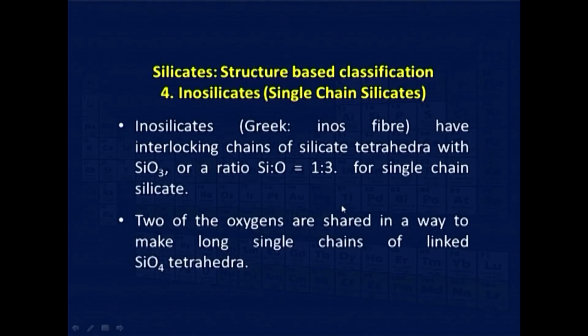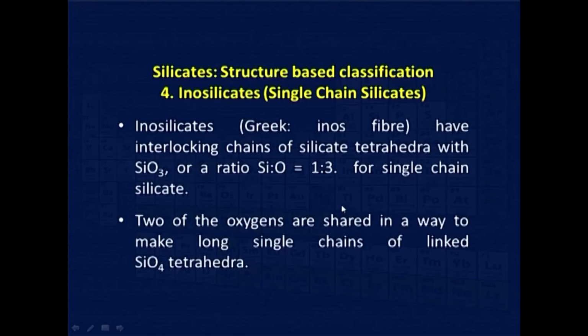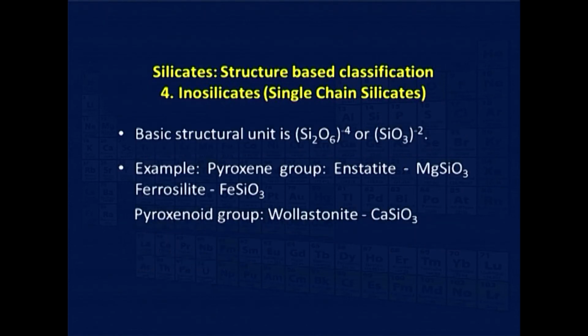The inosilicate, where ino means fiber, has interlocking chains of silicate tetrahedra with SiO3, or a ratio of silicon to oxygen of 1:3 for single chain silicate. Next to this there is double chain silicate. Let us discuss the single chain first. Two of the oxygens are shared in a way to make long single chains of linked silicate tetrahedra. The basic structural unit is Si2O6 with 4 negative charge or SiO3 with 2 negative charge. Best examples are the pyroxene group, such as enstatite MgSiO3 or ferrosilite FeSiO3.